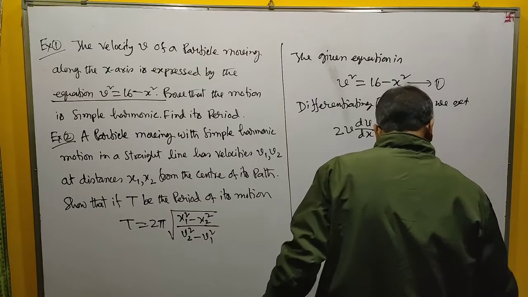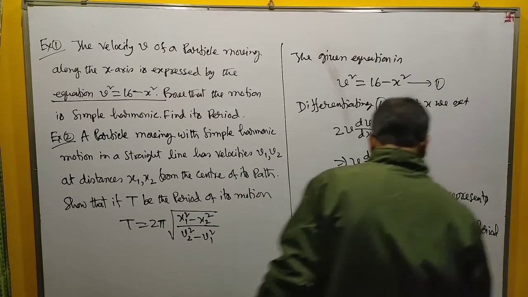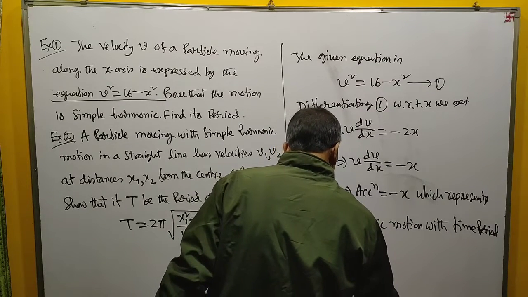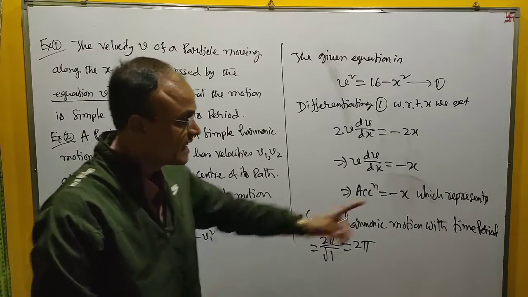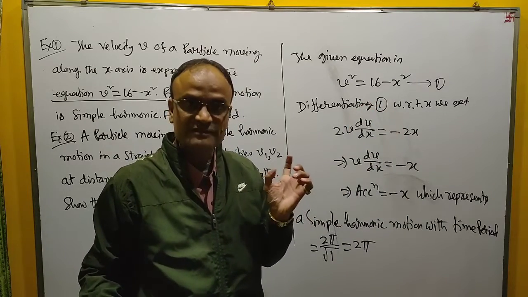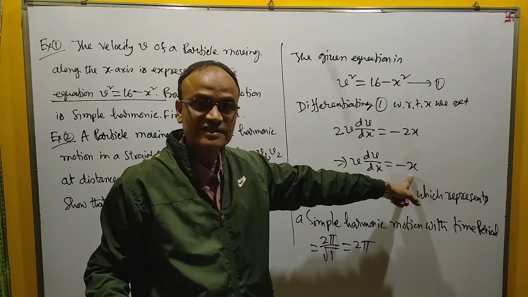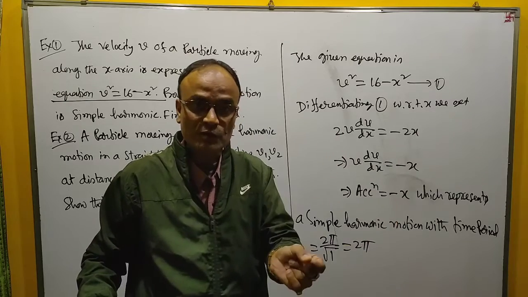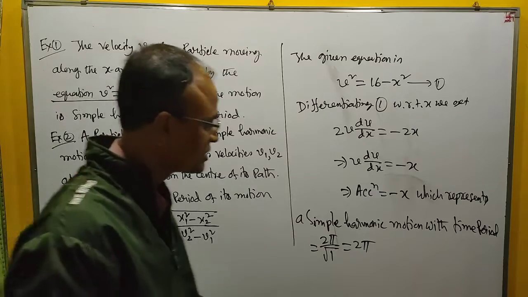With time period equal to twice pi by root mu, for mu it is 1, twice pi. The time period of this simple harmonic motion is this. The negative sign shows that the particle is attracted towards a fixed point and the acceleration is proportional to x. Therefore, it satisfies the definition of simple harmonic motion. Therefore, it is simple harmonic motion and time period is twice pi.